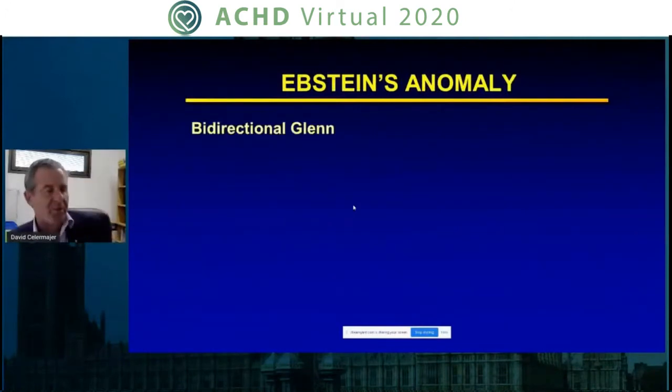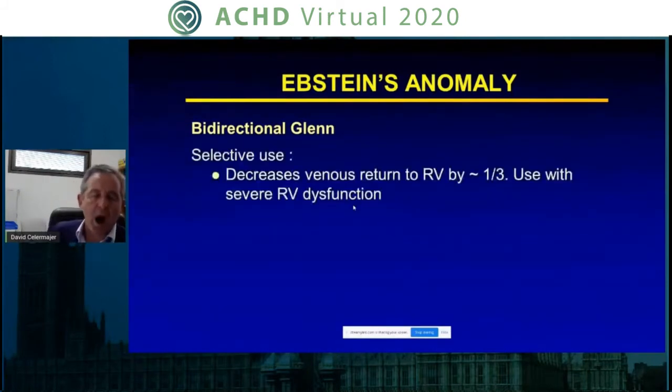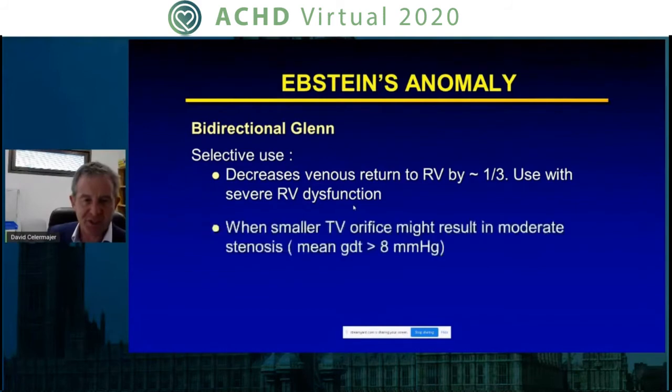Now, there's another operation that we should talk about briefly, and that's a bidirectional Glenn shunt, which is often done in addition to tricuspid valve surgery in severe Ebstein's anomaly to try to reduce the load on the right ventricle if it looks inadequate. So why would you do it? Well, it's to decrease the venous return to the RV by about a third. So it's usually thought to be indicated with severe RV dysfunction, where it's not thought that the RV would cope with the entirety of the systemic venous return.